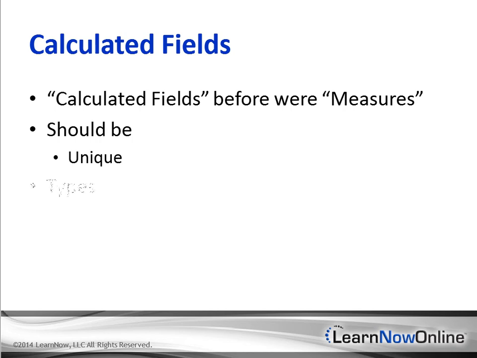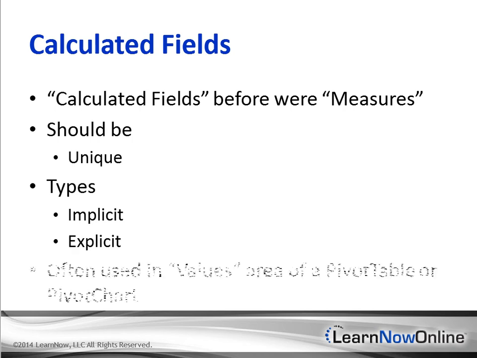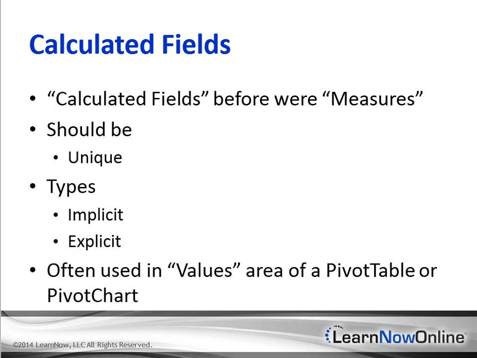Don't forget that calculated fields can be of two types, implicit and explicit. And last but not least, how often they're used and where. Calculated fields are often used in value areas of your Power Pivot table or your pivot chart. This can heavily help you determine when to use a calculated field. Okay, that's it. Let's dive into the demo.